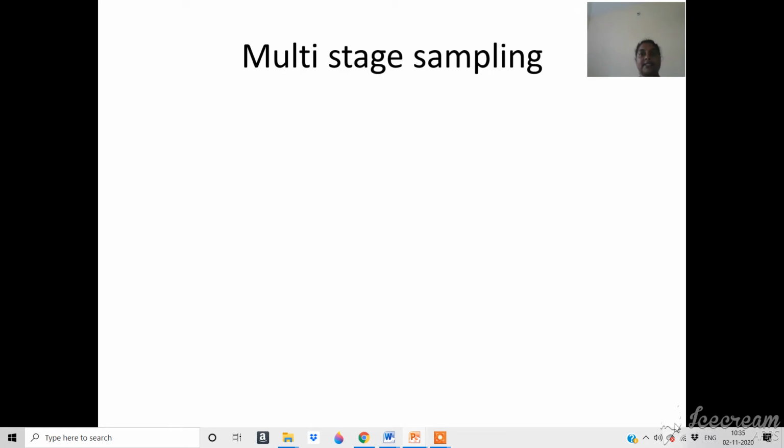So multi-stage sampling means the sample is prepared in stages. Here, the population is divided into a number of large sampling units, and each of the units in turn is divided into smaller units. Again, it is subdivided into still smaller units, and it goes on stage-wise. That's why it got the name multi-stage.